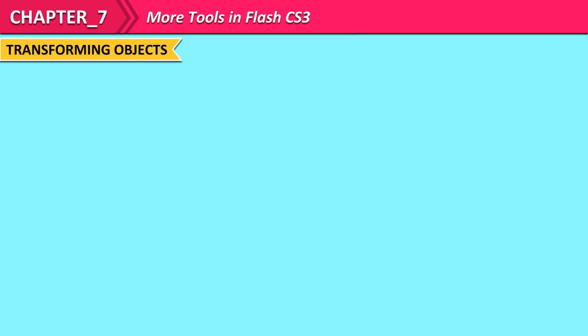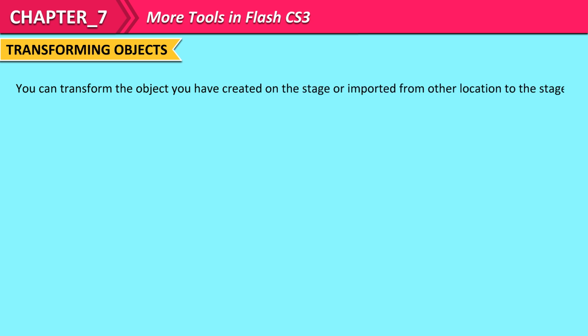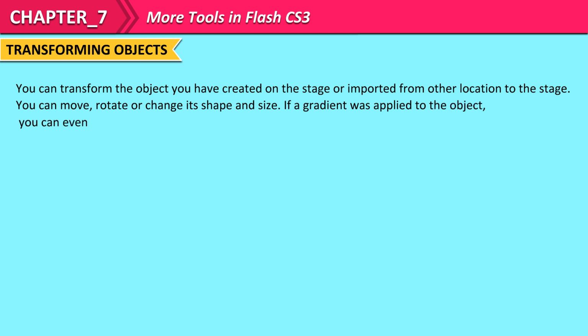Transforming objects. You can transform the object you have created on the stage or imported from other locations to the stage. You can move, rotate, or change its shape and size. If a gradient was applied to the object, you can even change the gradient in various ways.